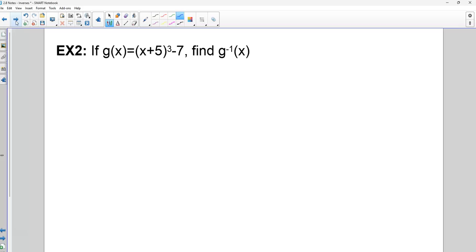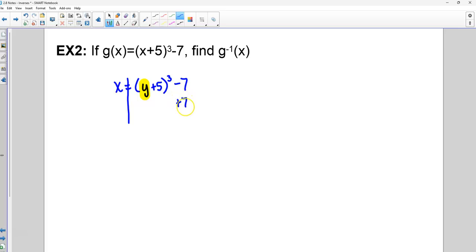All right. Next one. We're finding the inverse again. We've got a cubic. So we are going to switch x's and y's. I'm going to have x equals y plus 5 to the 3rd power minus 7. I am solving this for the new y. Evan, what would I have to do first here? I'm definitely going to have to do that, but not first. What do you think, Will?